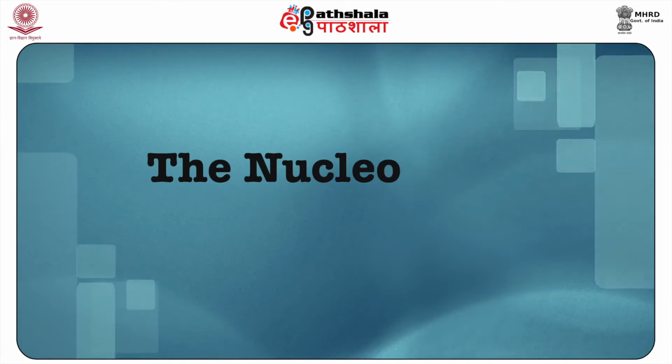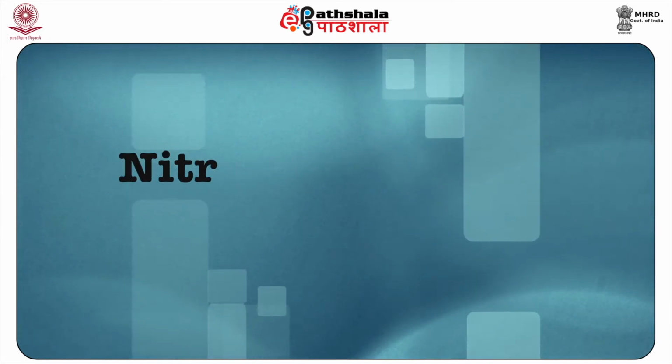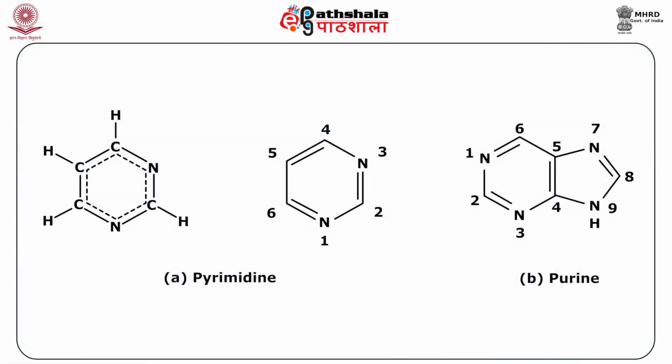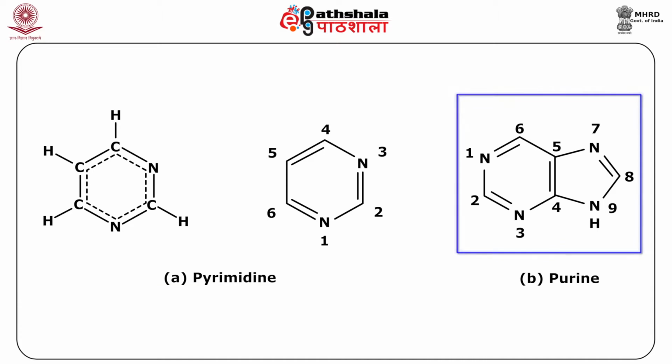Now let's look at the three components of nucleotides. First, let's study nitrogenous bases. Nucleotides are comprised of a single-ringed or two-ringed nitrogenous base. A one-ringed nitrogenous base is called a pyrimidine, and a two-ringed nitrogenous base is called a purine.